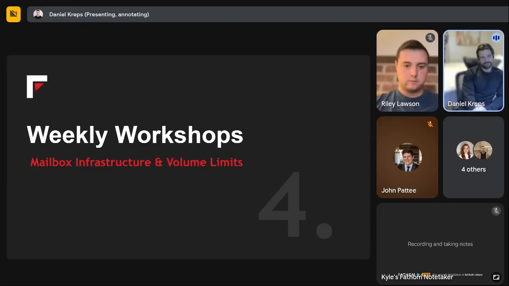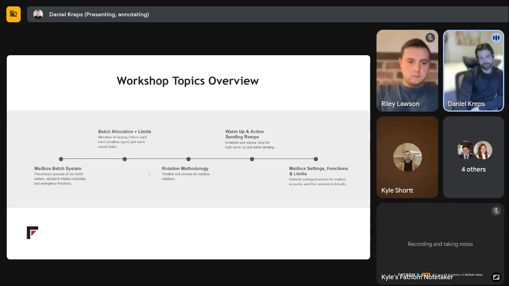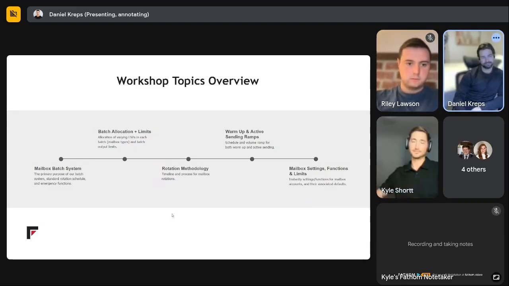Mailbox infrastructure and volume limits, which also includes rotations and just the way you manage batches. There are going to be a bunch of topics that we go over. We'll start with mailbox batch systems, just the way they work, how we utilize them, rotation schedules, functions, etc. Then we'll do the actual allocations and limits of each and what the total comes out to and why they are the way they are. Those are going to be the only two that we go through today because there's quite a lot of them.